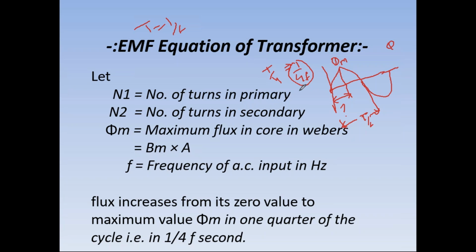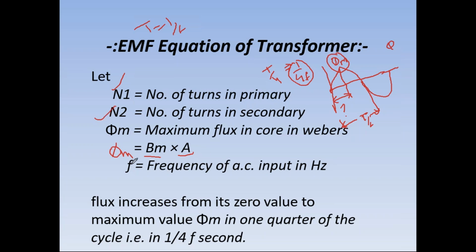Before that, we will see what parameters are involved in the EMF equation. Let N1 be the number of turns in the primary, N2 the number of turns in the secondary, and φm the maximum flux in the core in Webers. This maximum flux depends on the maximum flux density of the core and the area of the winding. So these two parameters we can represent as φm is equal to Bm into A, the maximum flux density and the area of the core.